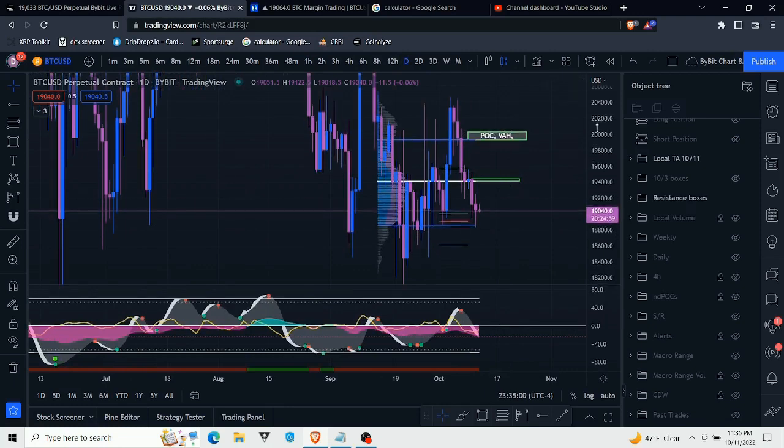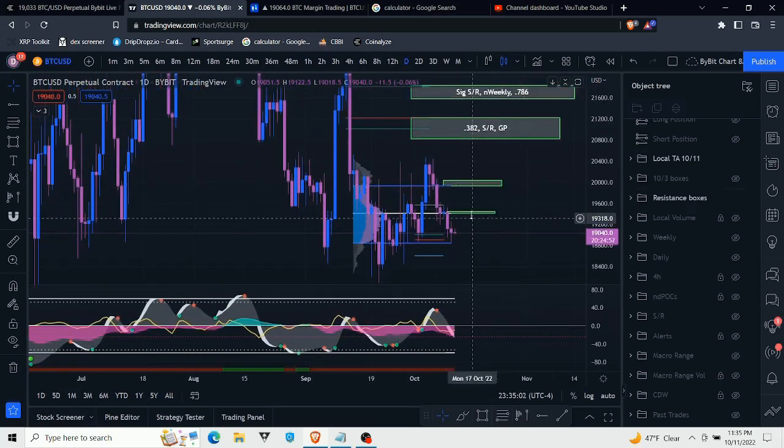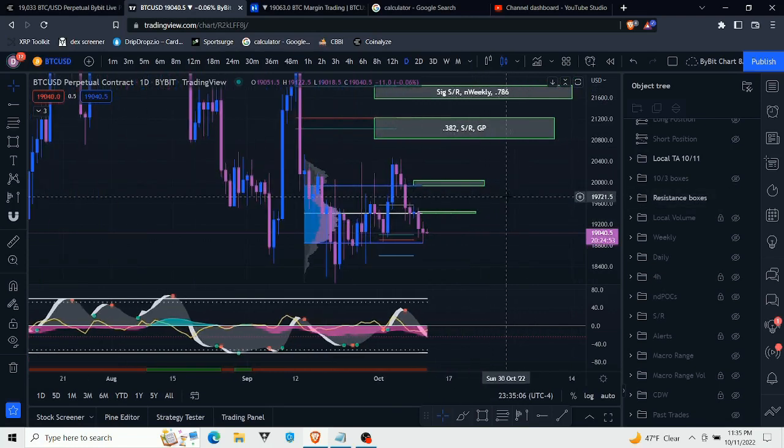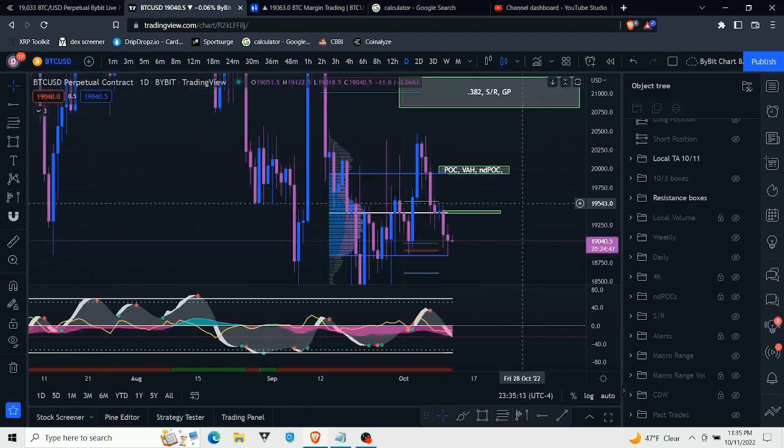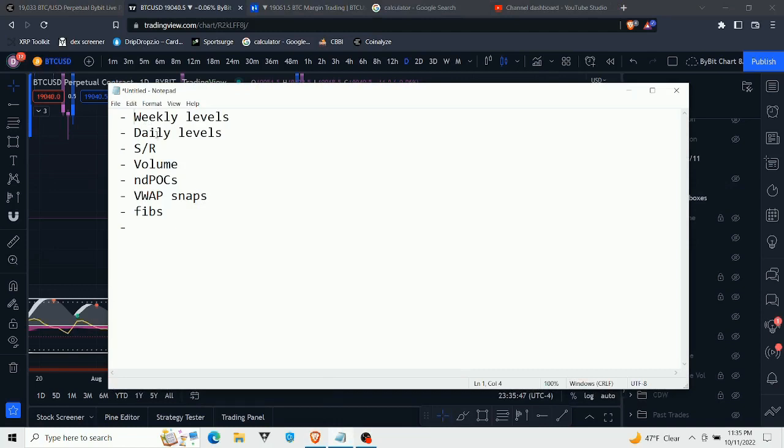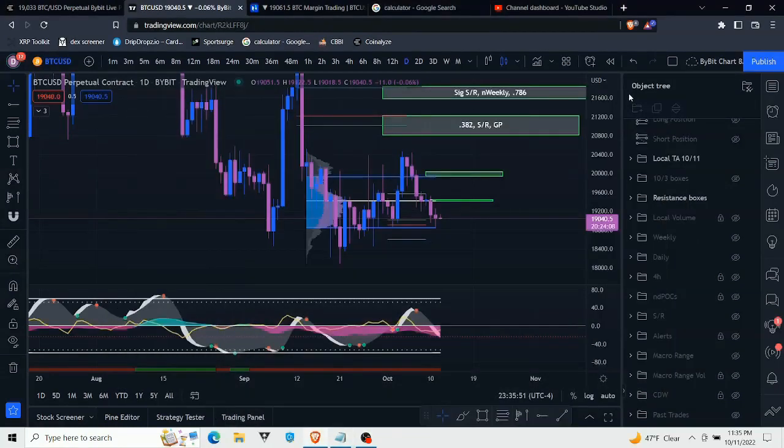I've noticed that the more work I put into doing the TA, finding these levels and preparing for them ahead of time, the better off I am, the easier it is to find these good trade setups, and the easier it is to execute on them, because you're just more confident in them because you put in the work to find them. So I'm going to be going through all of the levels that I mark out and how I find those juicy areas of confluence.